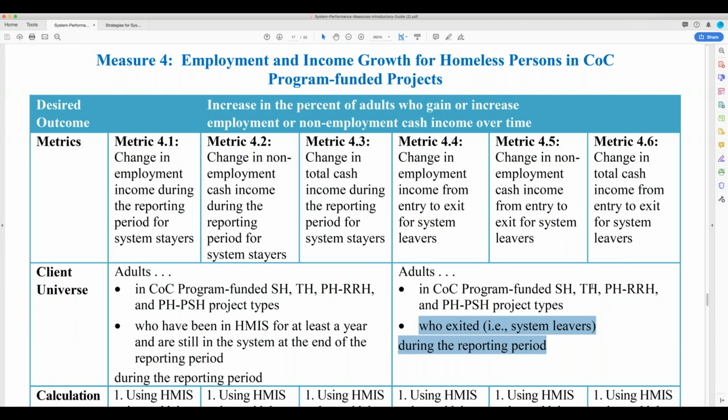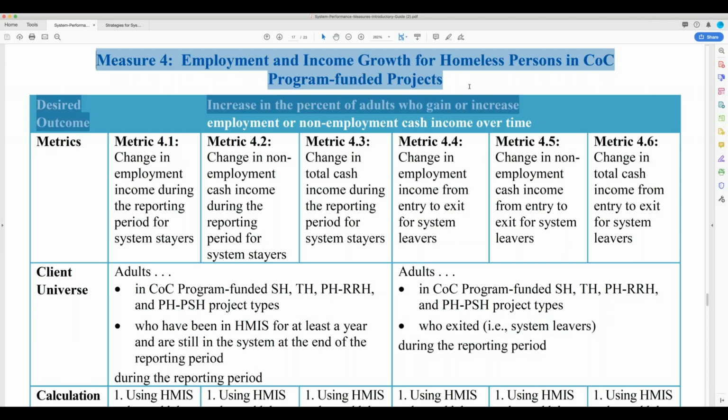between CoC program funded projects and non-CoC funded projects. So if you are a non-CoC funded project, your impact on this income growth for homeless persons in these projects is tangential. It's to the side. It's not necessarily coming directly from your data, but you could imagine that all of the partners in our CAS or in our community CoC have an impact.